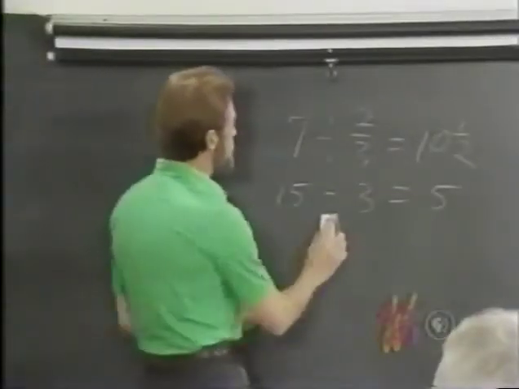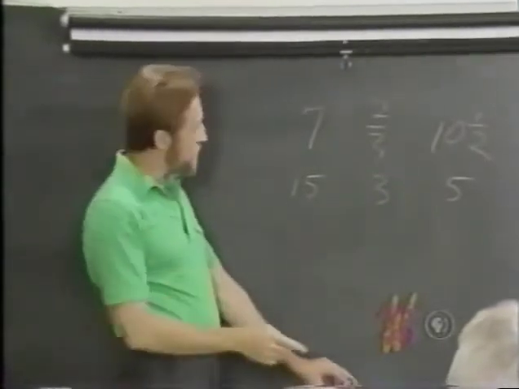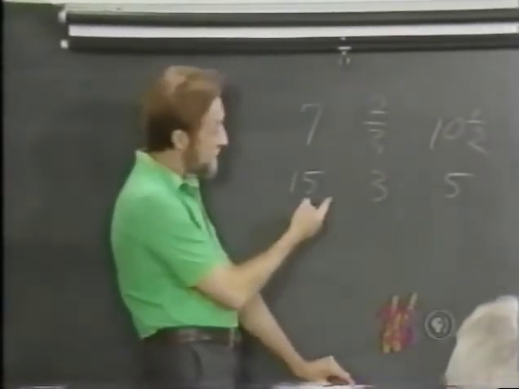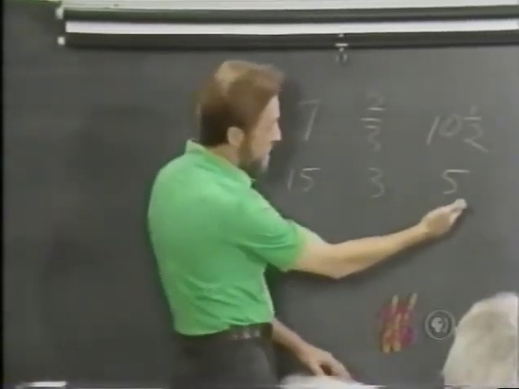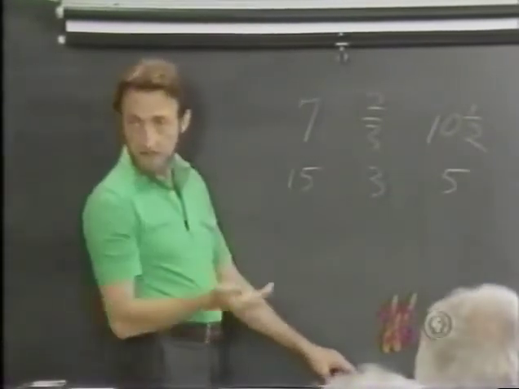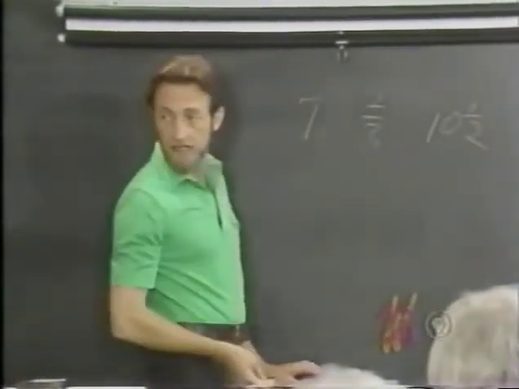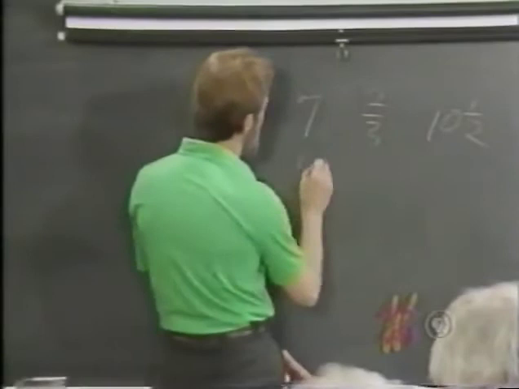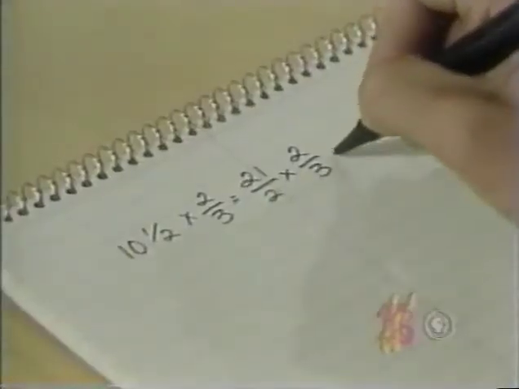Okay, now I know that what bothers you is the relative size of these numbers, right? Right, yeah. Okay, now look, let's just take the signs out of here. Now I know all of you, when you read this, left to right, would say 15 divided by 3 equals 5. And reading to the left, you would say 5 times 3 equals 15, right? Well then, shouldn't it be the same with 7 and 2/3 and 10 and 1/2? Here, write down on your paper 10 and 1/2 times 2/3 and see what you get.